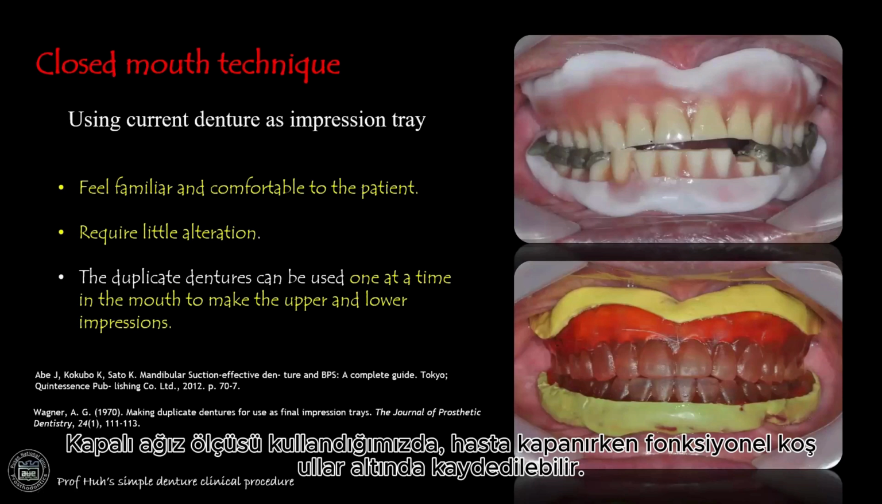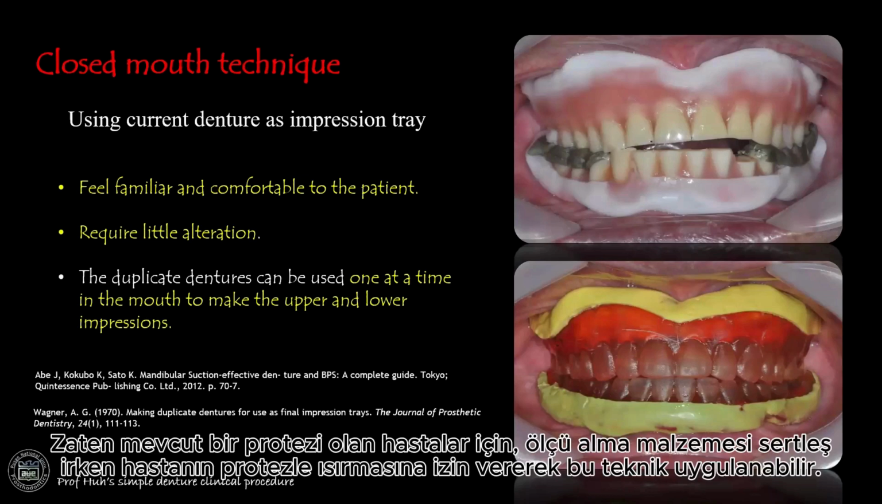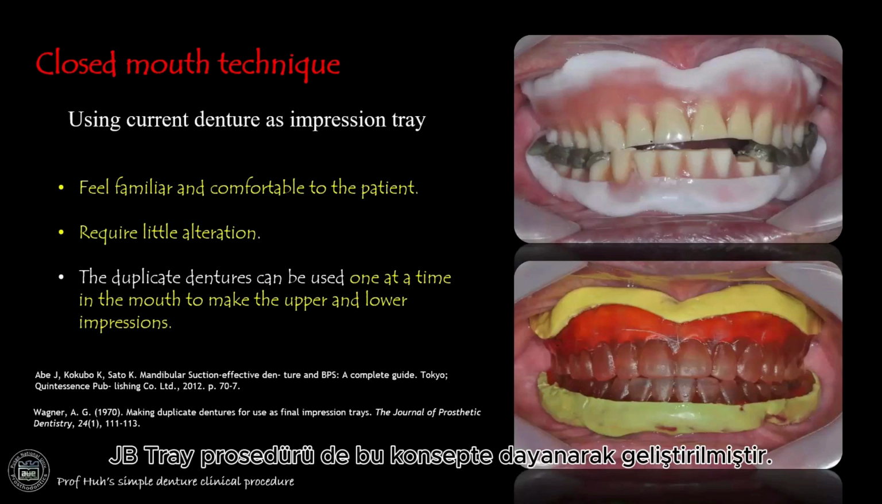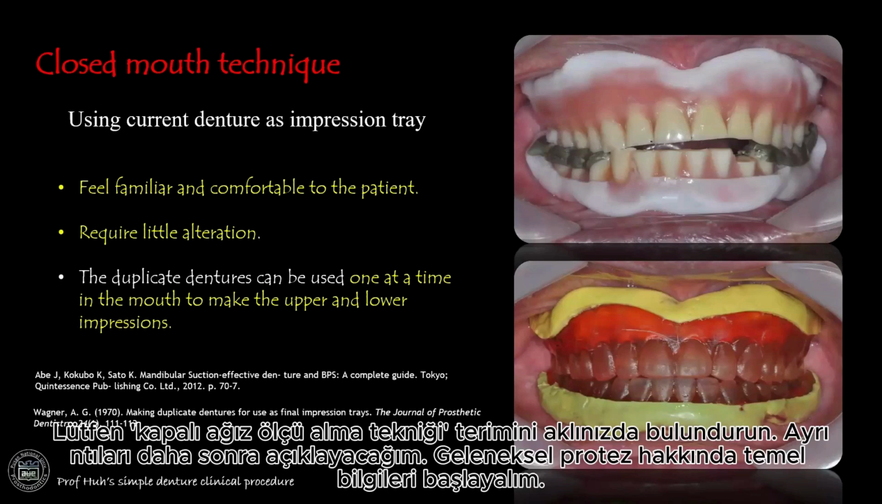Anyway, when we use the closed mouth impression, it can be recorded under functional condition while the patient is occluding. For a patient who already has an existing denture, this technique can be performed by allowing the patient to bite with the denture while the impression material is hardening. The JB tray procedure was also developed based on this concept. So please remember the term closed mouth impression technique. I will explain in detail later.